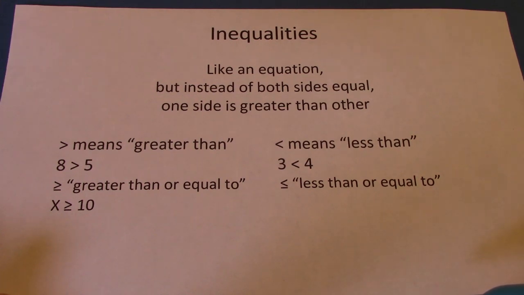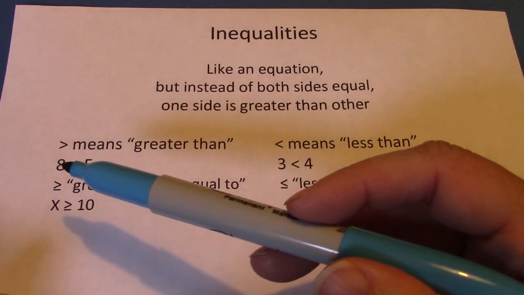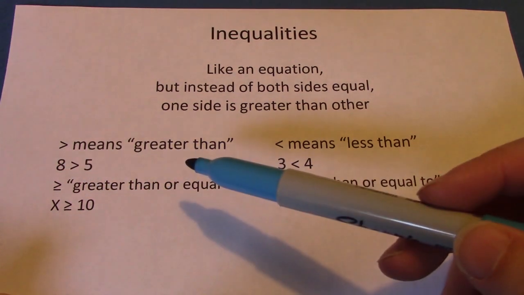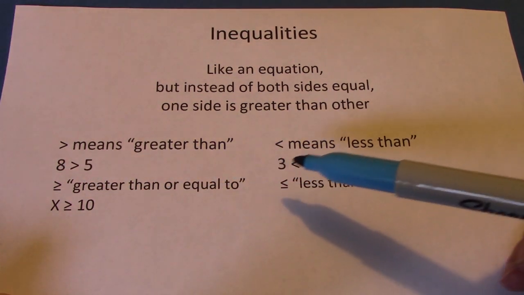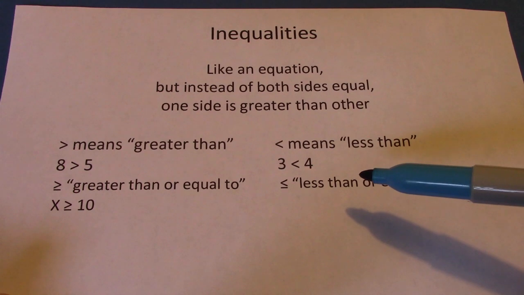Equations have an equal sign, which means that both the right and the left have the exact same value. Inequalities have a greater than or less than sign, which indicates whether the right or the left side has the larger value. So this sign means greater than, and this sign means less than.